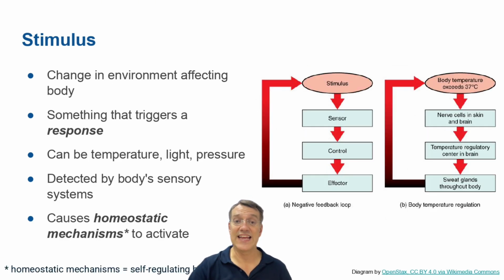A stimulus is any change in your environment that affects your body. It's something that triggers a response from your homeostatic mechanisms. Stimuli can be temperature changes, bright light, or pressure on your skin. Your body's sensory systems detect these changes and they cause your self-regulating biological processes to activate. Look at the diagram showing how a temperature stimulus moves through a feedback loop, from detection to response.